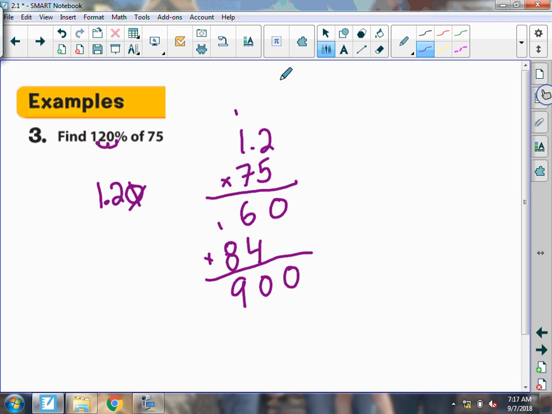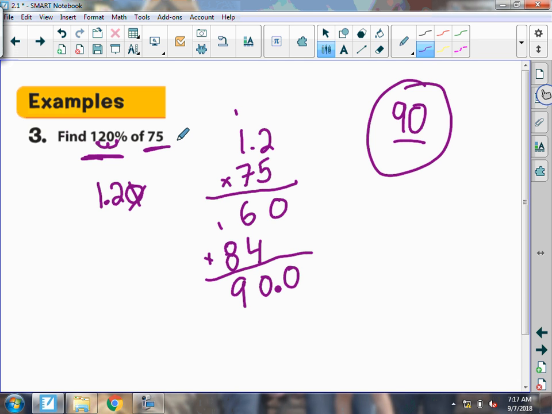How many decimal places do I have? I got rid of that 0, so I just have the 1 decimal place. Make sure you look at those carefully. So 120% of 75 is 90. So if your percent is over 100, your answer is going to be larger than your original number.